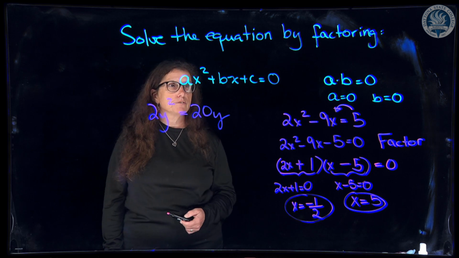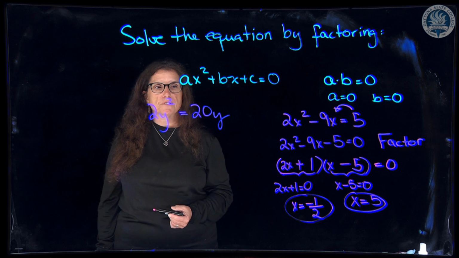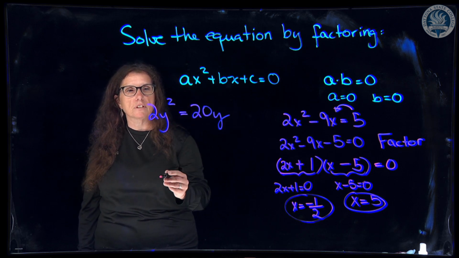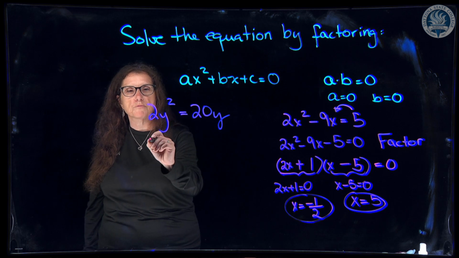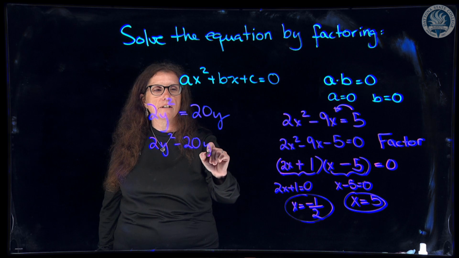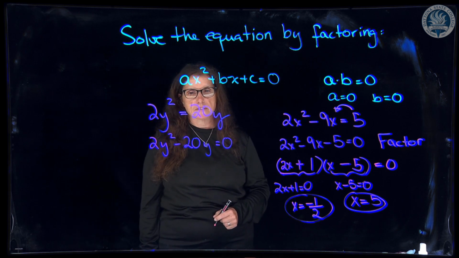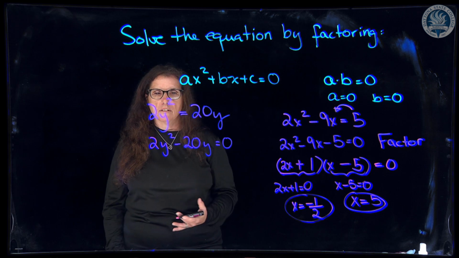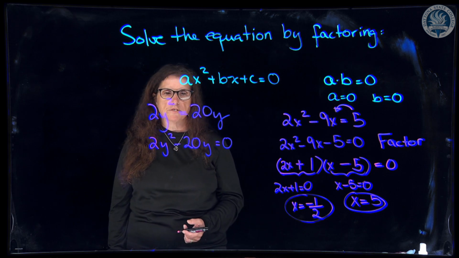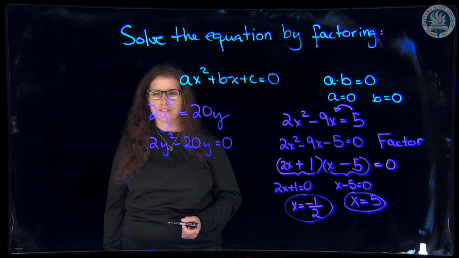The last problem I want to factor is 2y squared equals 20y. Highest degree is a 2, definitely a quadratic equation. First step, we have to set it equal to 0. So the 20y term has to go to the left-hand side by doing the opposite, subtracting it. 2y squared minus 20y equals 0. Now we have to factor the left-hand side. And of course, the very first step for every problem that you factor is to look for a greatest common factor, which we have here.